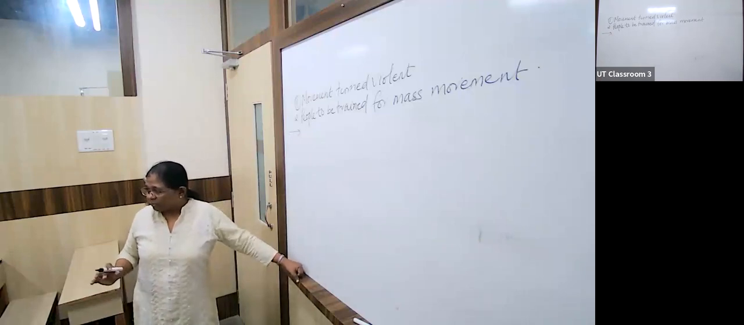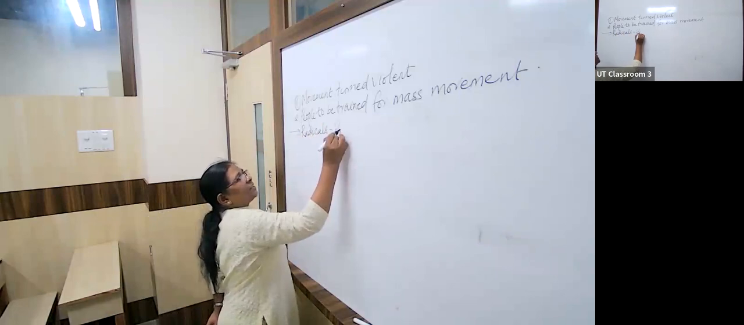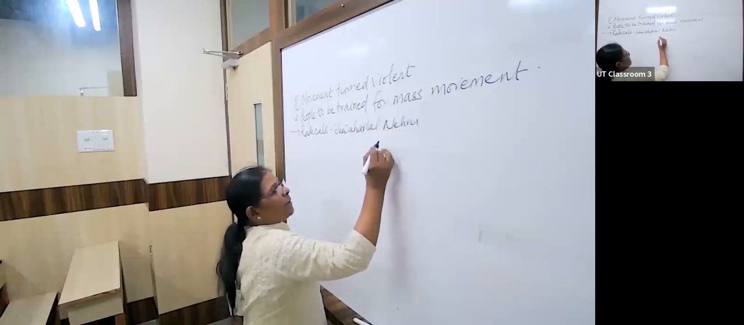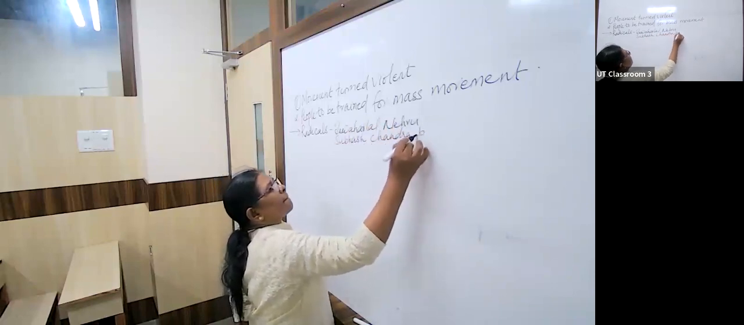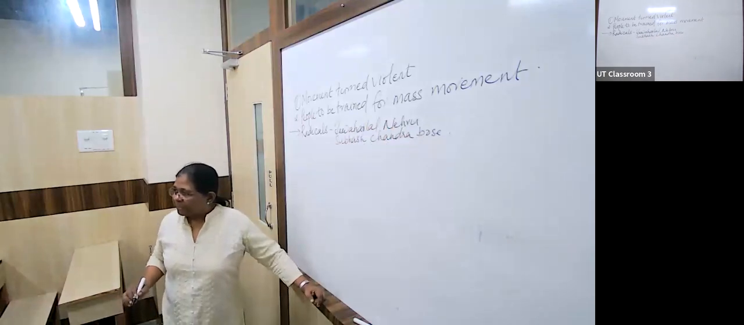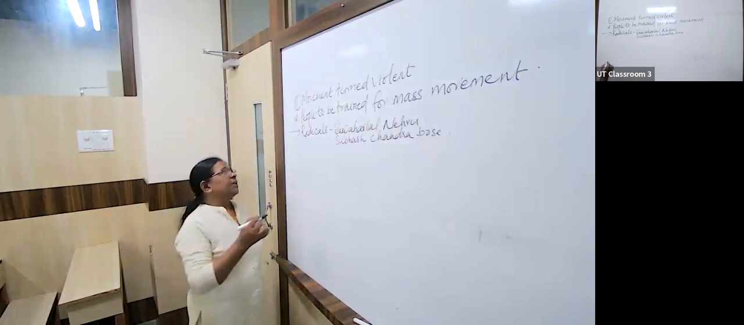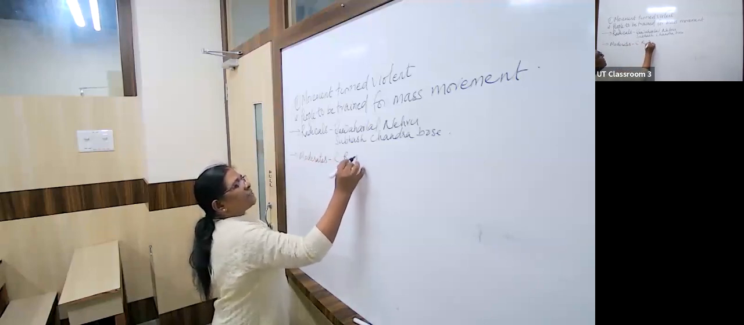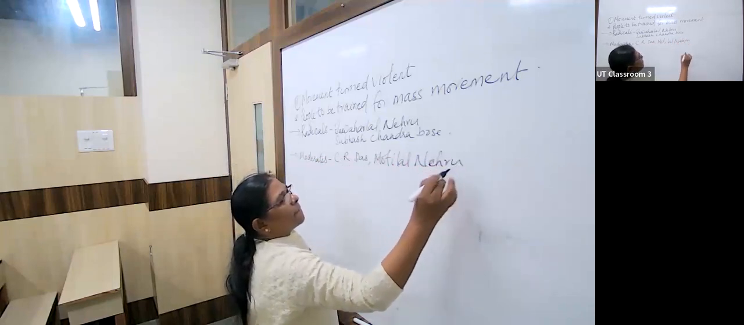Now, when it was called off, there were differences. One group was called radicals, under Jawaharlal Nehru and Subhash Chandra Bose. These were the radical people. They wanted to continue that movement. Now there was another group called moderates, C.R. Das and Motilal Nehru.